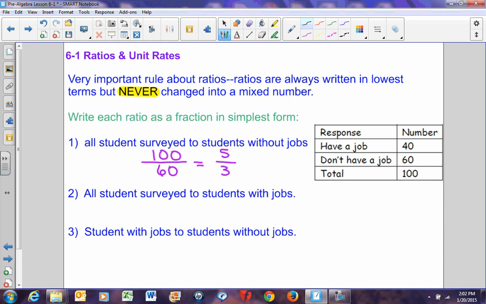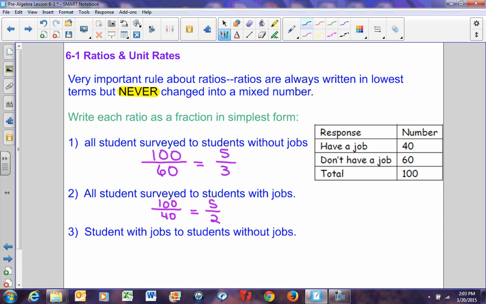Now let's make a ratio out of all the students surveyed to students with jobs. Well, all the students surveyed is 100 again. Those who had jobs was 40. Again, I can divide by 20. 100 divided by 20 is 5. 40 divided by 20 is 2. So there's a 5-to-2 ratio. For every 5 students I talk to, 2 of them should have jobs. That's what that ratio means.